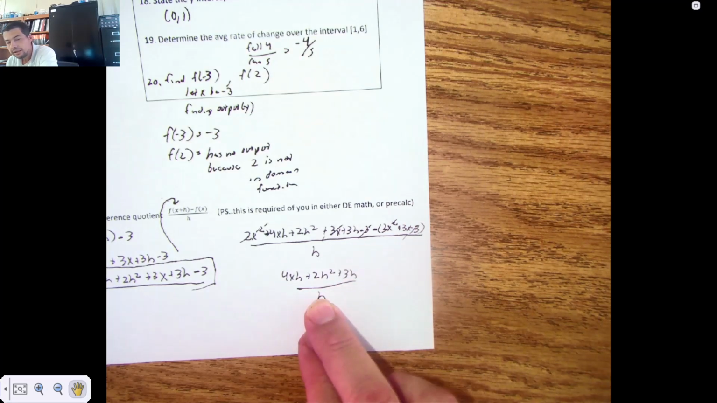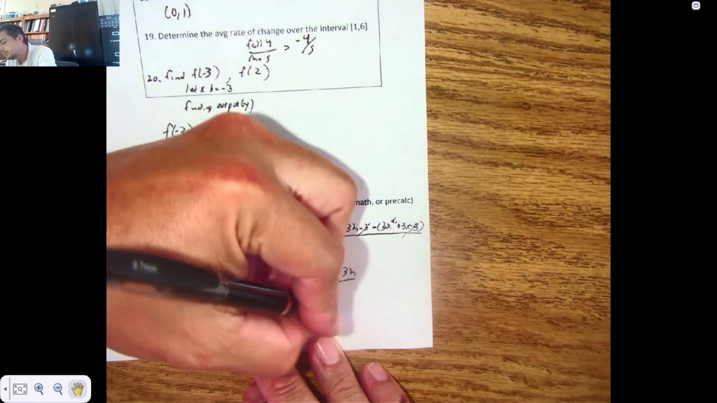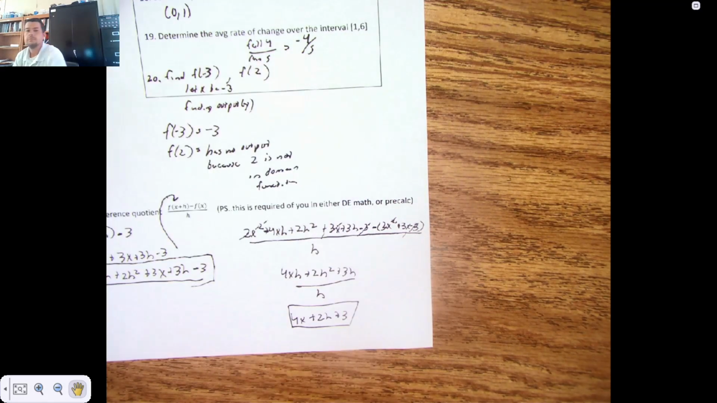There are 4 terms in this rational expression. They all possess an h. So I get to divide it out of each piece. And that is the final answer.